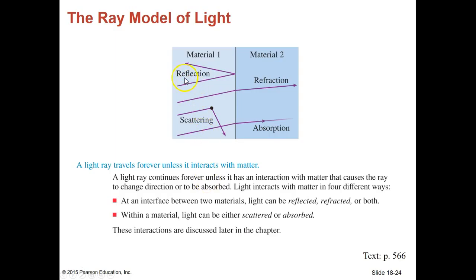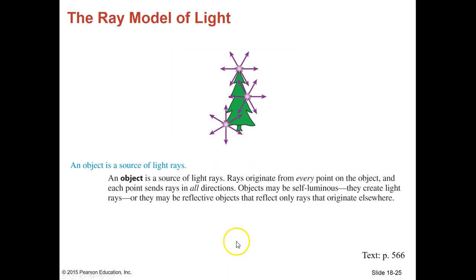A light ray will travel until it interacts with the material, so it either will reflect off that material or it will bend, and we call that refraction. Sometimes it will scatter, and that just happens within a material, and other times it might hit a material and then be absorbed. So there's a lot of different interactions that we'll see, and we'll talk about those a little bit later.